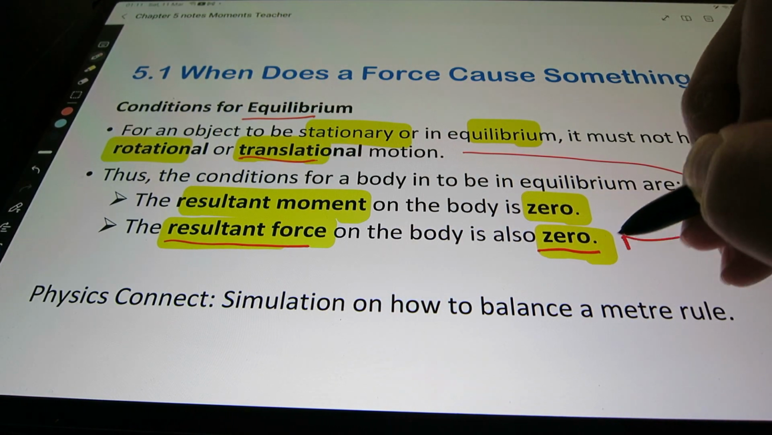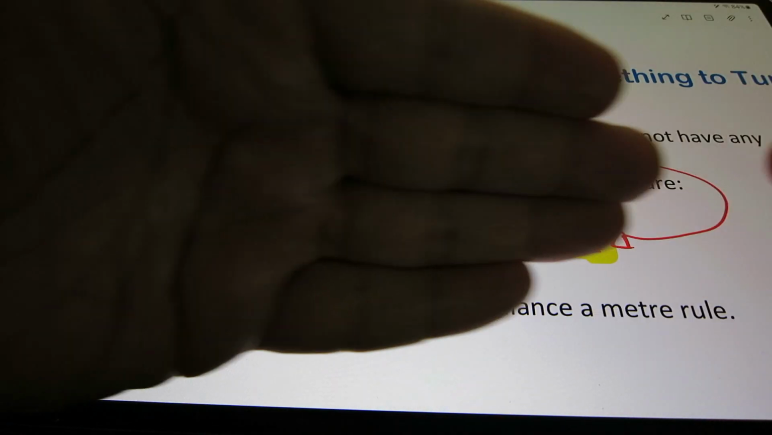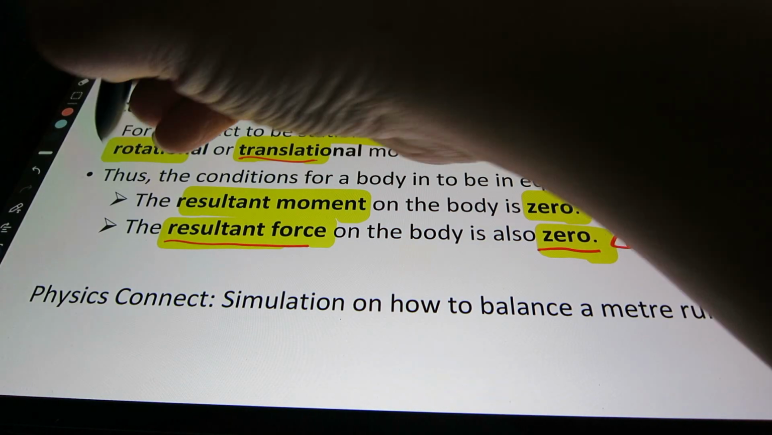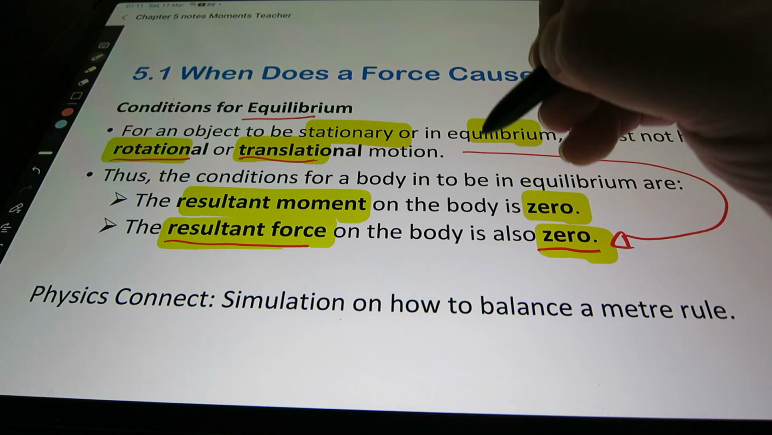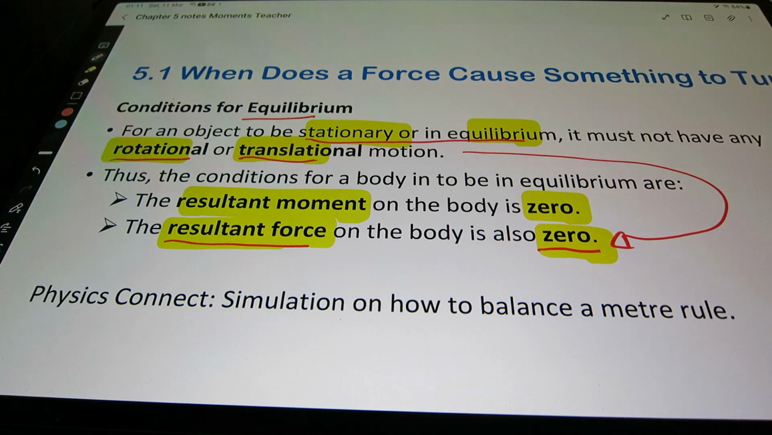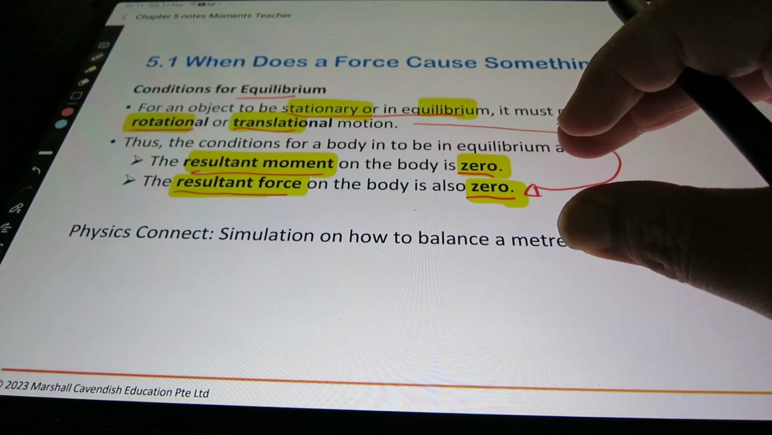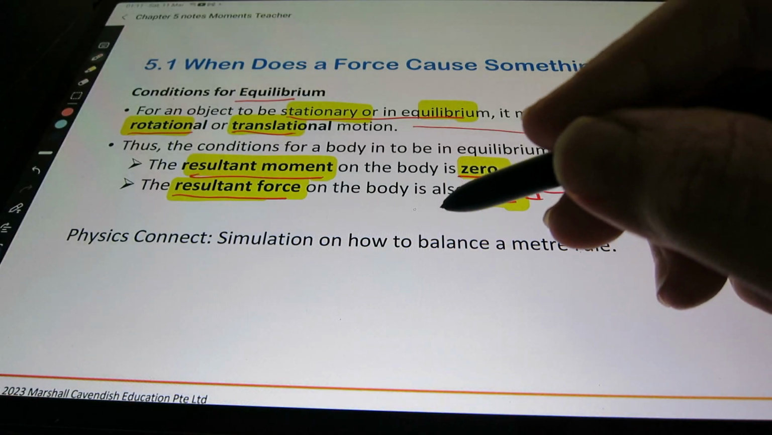Now, for an object to have true equilibrium, this is related to what we call translational, which means it moves left, right, up, down. So for rotational equilibrium, or full stationary, to happen, the resultant moment must also be 0. Let me give you an example where the resultant force is 0, but the resultant moment is not 0.